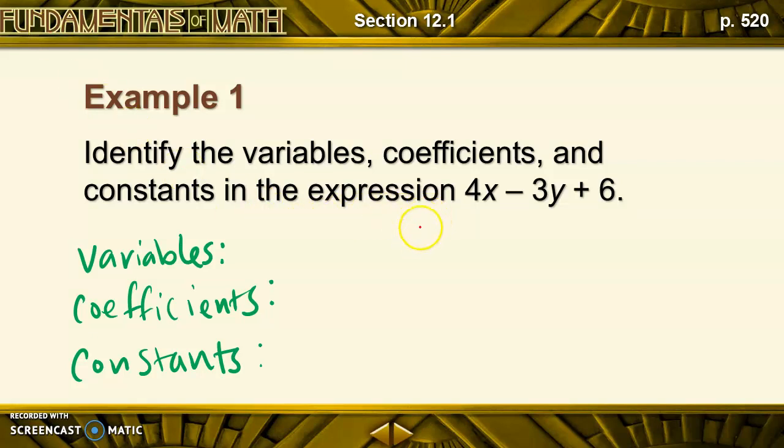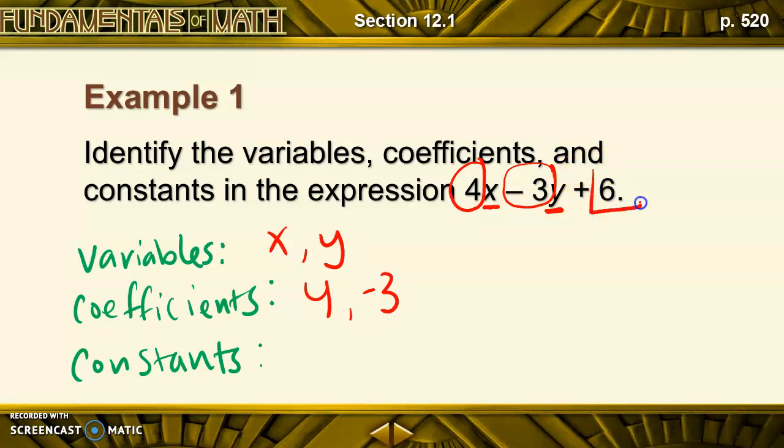All right, what are the variables? Well, the variables are going to be any letters in the expression. So it looks like the variables should be x and y. Cool? Cool. What are the coefficients? The coefficients are the numbers in front of the variables. So the coefficients would be 4 and negative 3. Okay, and what are the constants, if any? Well, the constant is going to be positive 6, so we're just going to say 6. All right, so on your homework, you're going to have problems like that. Let's practice this a little bit more.